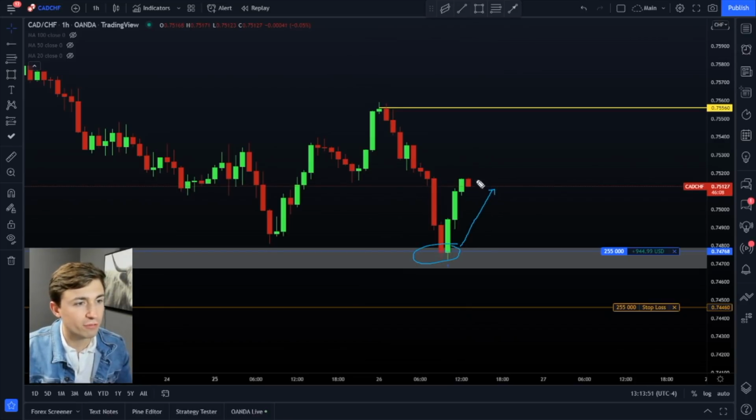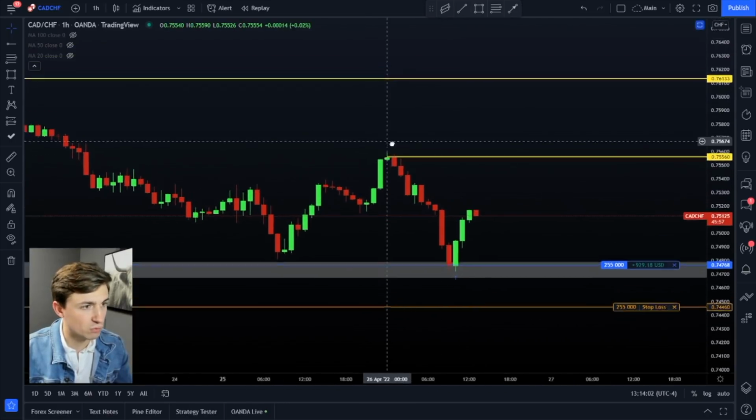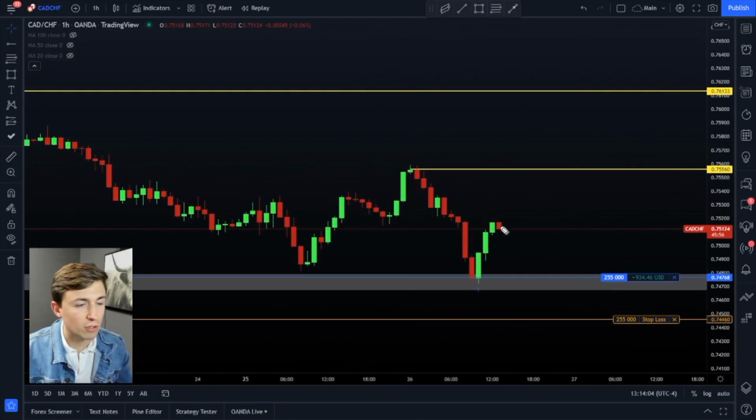What we're looking for is a follow through move at least up to 75.56, which is that target we talked about. If we can get that move to play out, then excellent. This would be a great spot to be in with CAD Swiss. And ultimately, the bigger picture is, can we get a move beyond that level and on up to 76.13? Again, that's asking a lot.